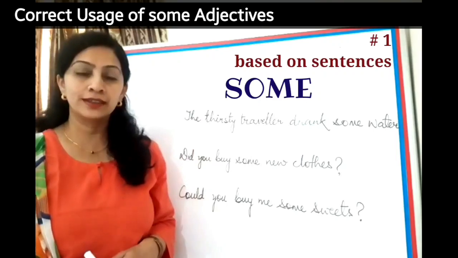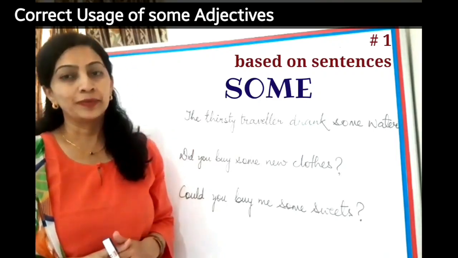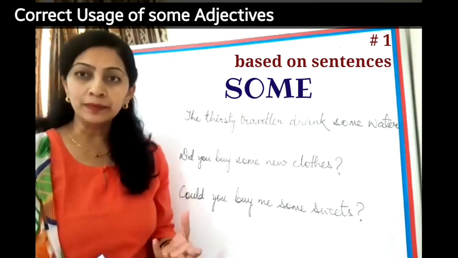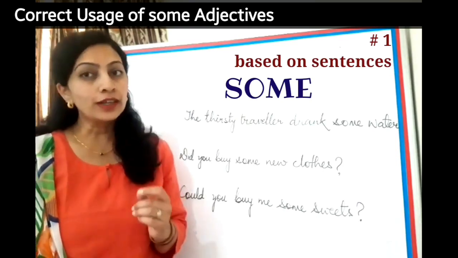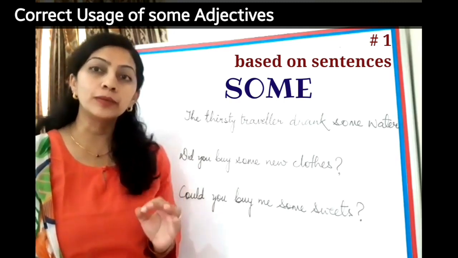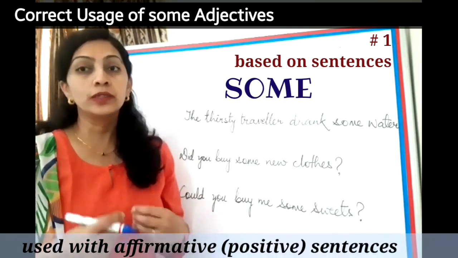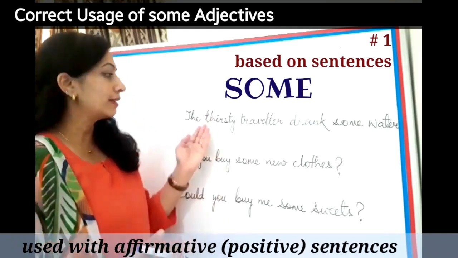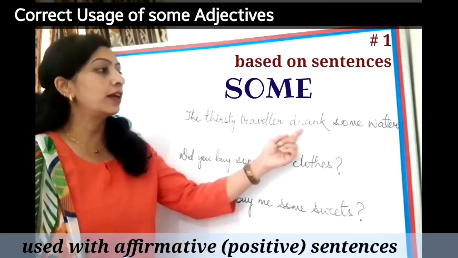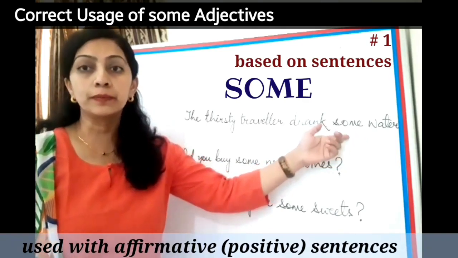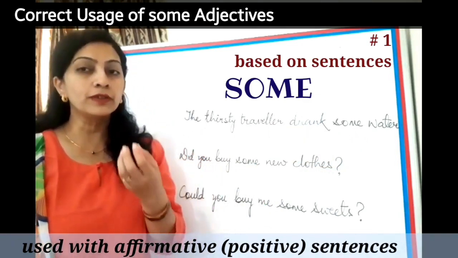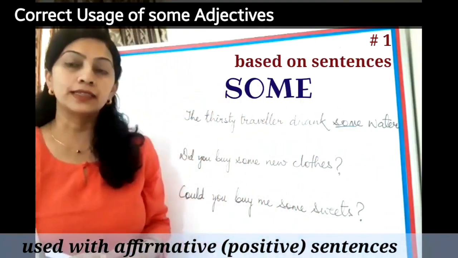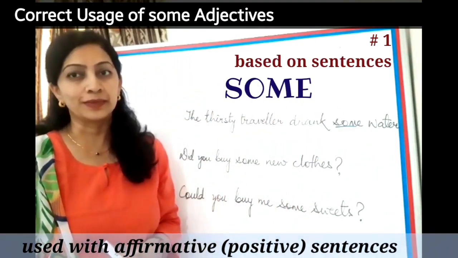First category first, based on sentences. Under based on sentences, we have two quantifiers, some and any. The quantifier some is generally used with affirmative sentences. Affirmative means which has a positive meaning, a positive connotation. Look at the sentence: the thirsty traveler drank some water. Some means there is a positive amount here. So this is an example of an affirmative sentence.